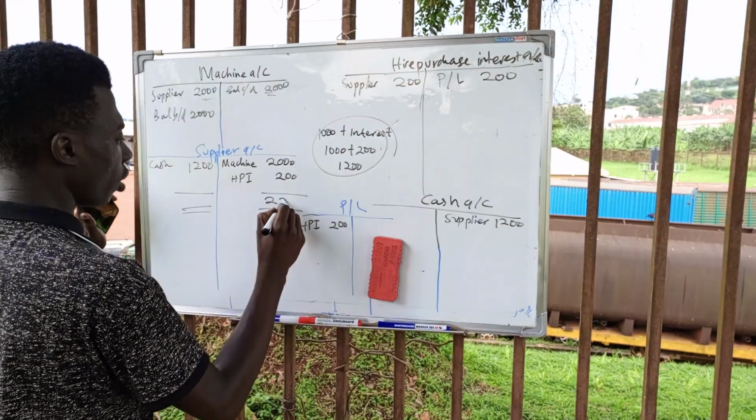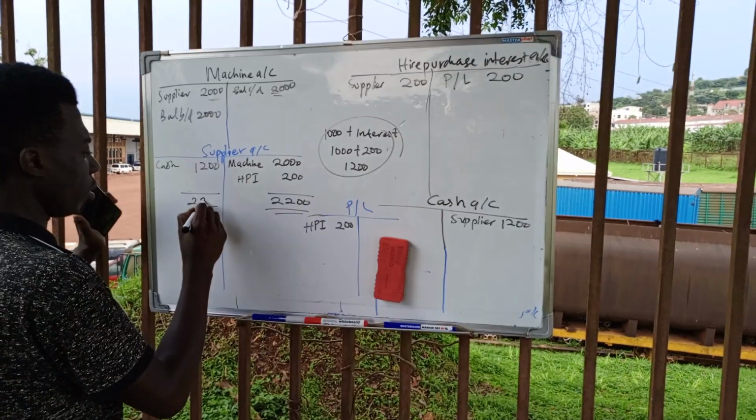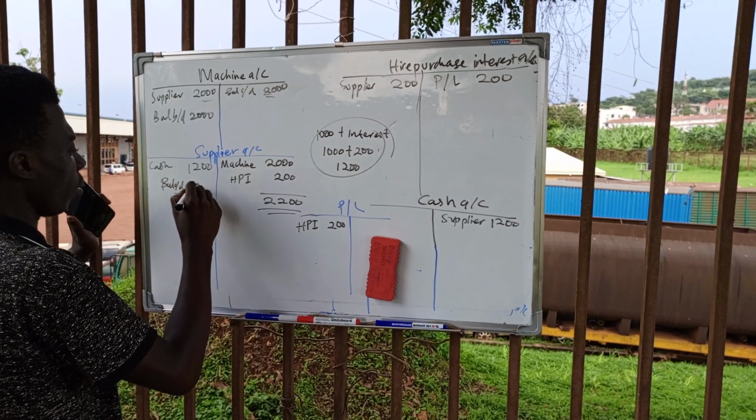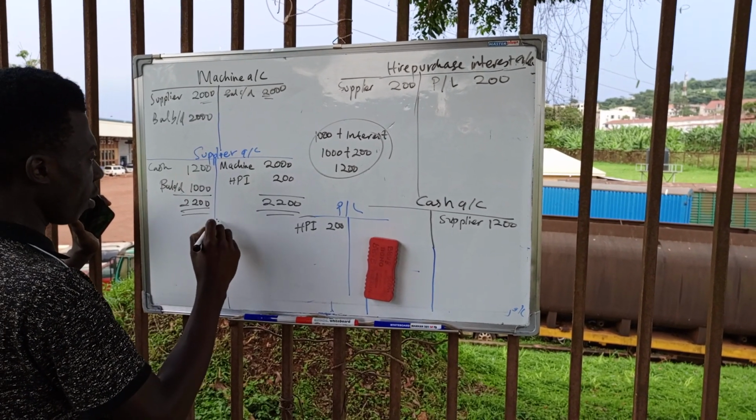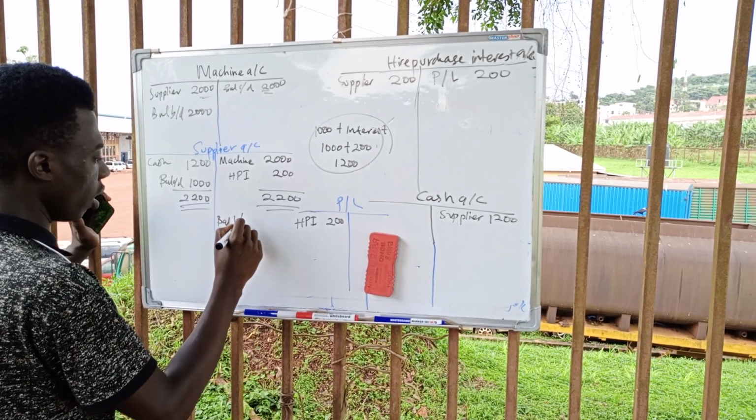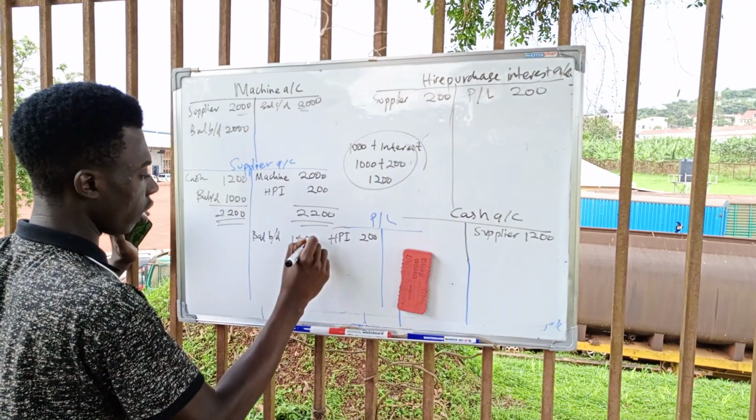This is 2,200, and then this is 2,200. Of course, the balance carried down in this case will be 1,000. So it means it's going to be the opening balance next year. The amount of money they are demanding from you, your supplier, balance brought down is 1,000.